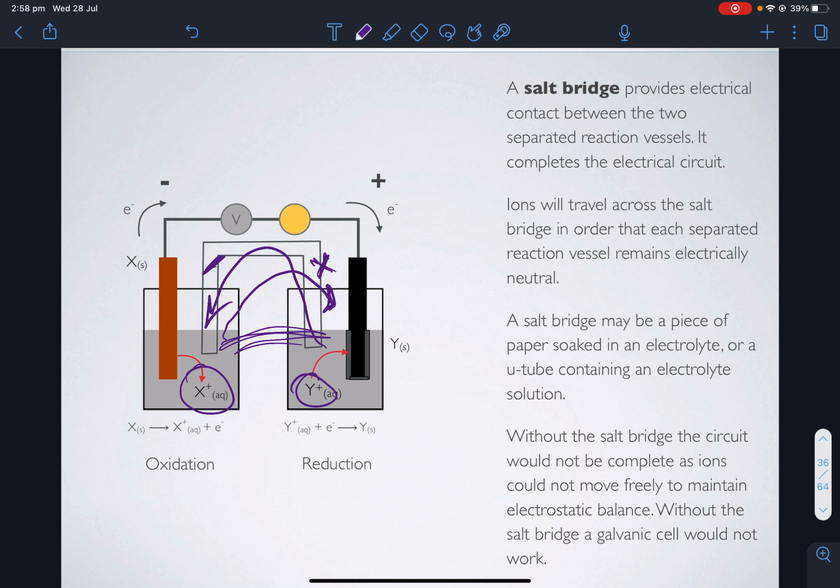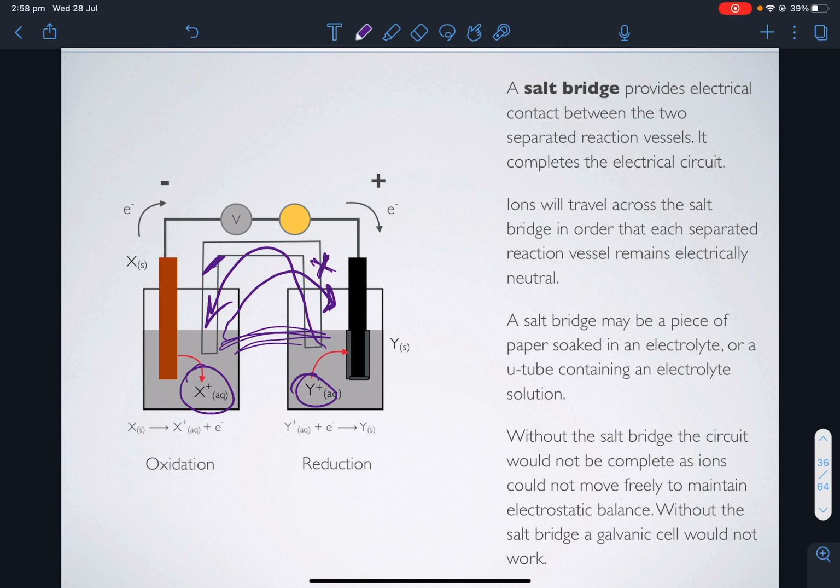Now, when we make them in the school lab, what we're going to do is get a piece of filter paper, which really holds onto the water, and soak it in a solution of potassium nitrate. So it has some good old potassium plus that can float back and forth, and nitrates that can float back and forth. Now soak it in that, and we're going to span it across two beakers.